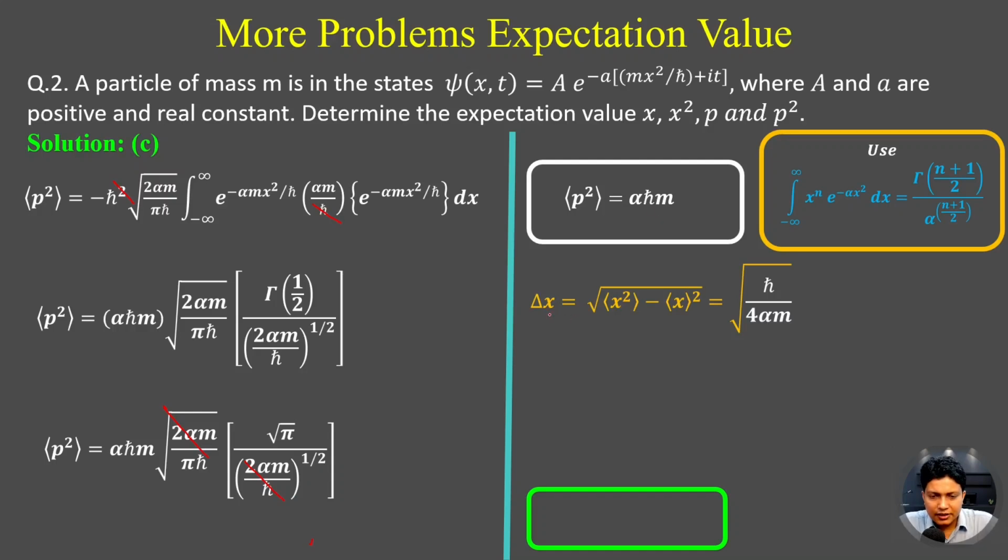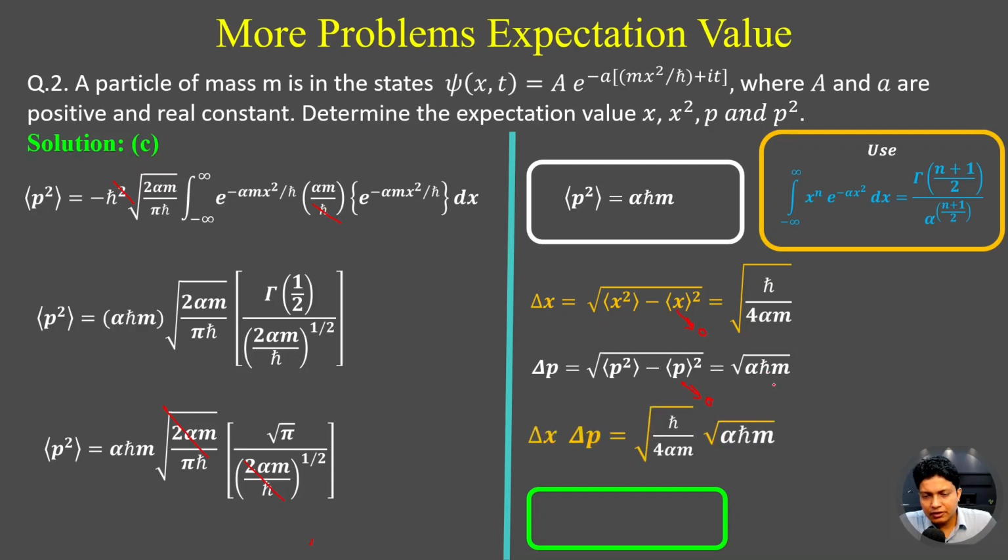And we know that the uncertainty can be written like under root of the square average minus the average square. So the expectation value of x is equal to 0, and the expectation value of x square I have calculated, so this will be under root h squared upon 4 alpha. Similarly, uncertainty in p can be written like under root expectation value of p square minus expectation value of p whole square. The expectation value of p will be equal to 0, and here we calculated alpha h squared m, so this will be under root alpha h squared m.